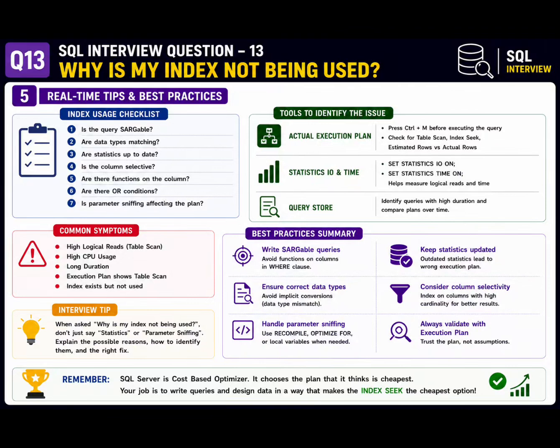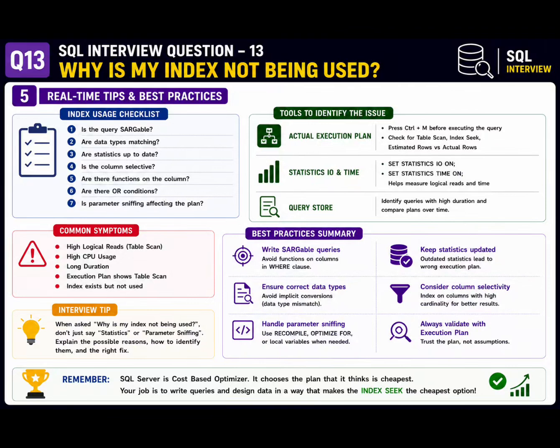Then useful tools to identify performance issues. These are the shortcut keys. Control plus M, that is the actual execution plan. Then there are the commands SET STATISTICS IO ON and SET STATISTICS TIME ON. These tools help you understand why SQL Server selected a particular execution plan.